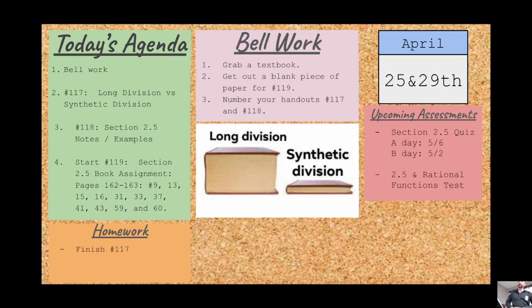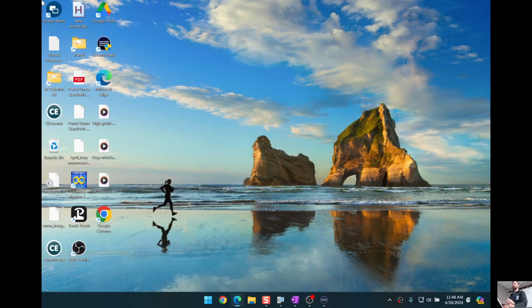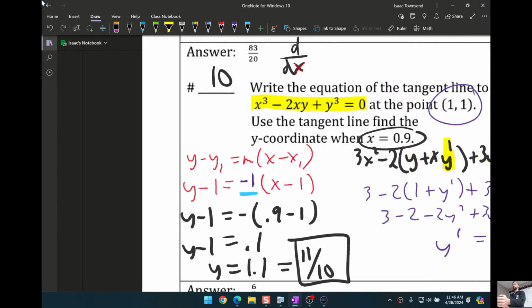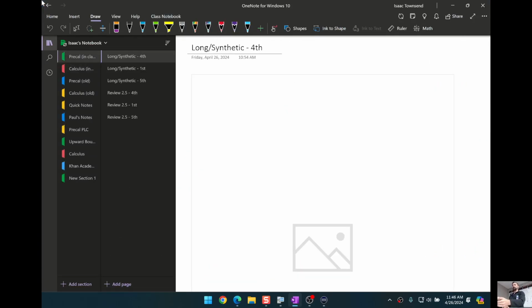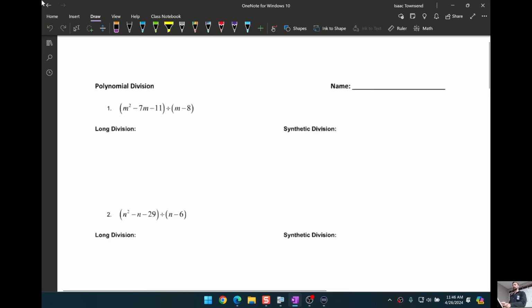And for that, and for some other stuff in the graphing of rational functions, we need to remember how to do long division, how to do synthetic division, and making sure that we know when you can use each one. So that's what we're going to start off with. So I'm going to go over about half of this one with you, and then I'll ask you to go back and finish it up for some practice.